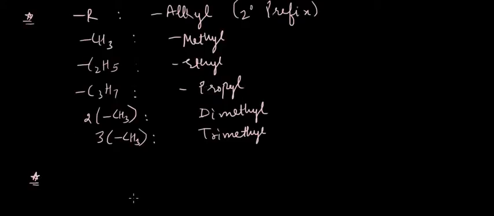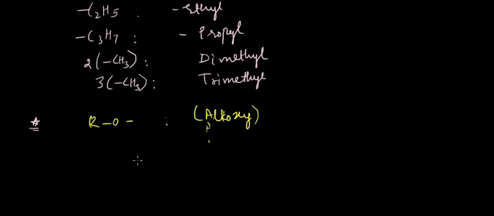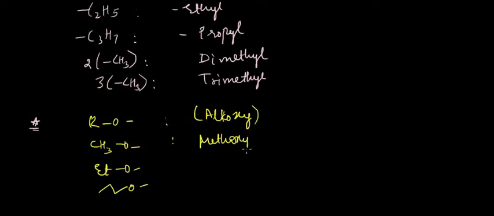We can also have something like RO. So this is called alkoxy. This would be named as alkoxy. This is the general pattern. We'll be seeing the actual names. Okay, so suppose we have CH3O, we can have C2H5O, we can have something like this. So the name of this would be, as an example, methoxy, it would be ethoxy, and this would be propoxy.